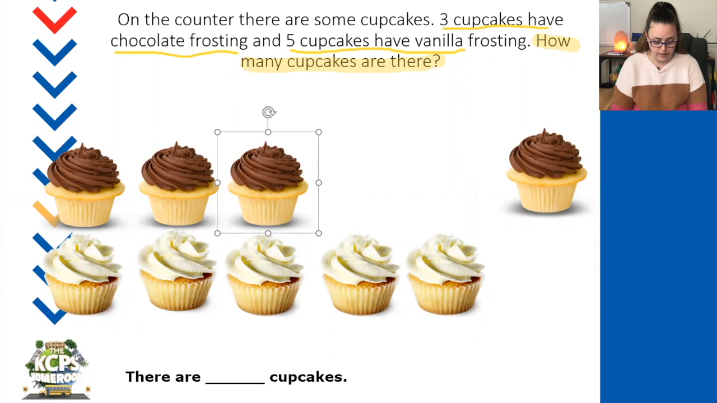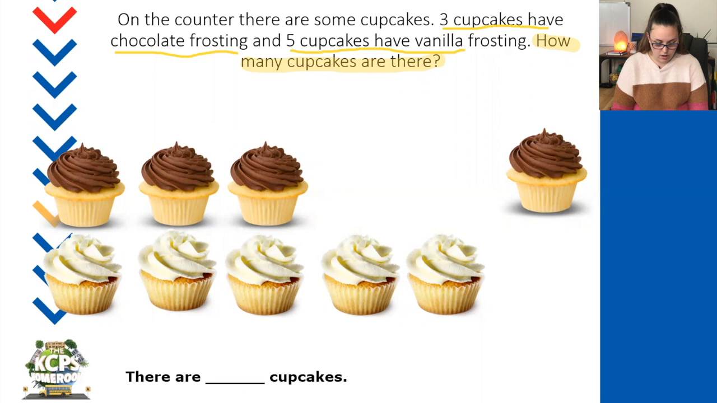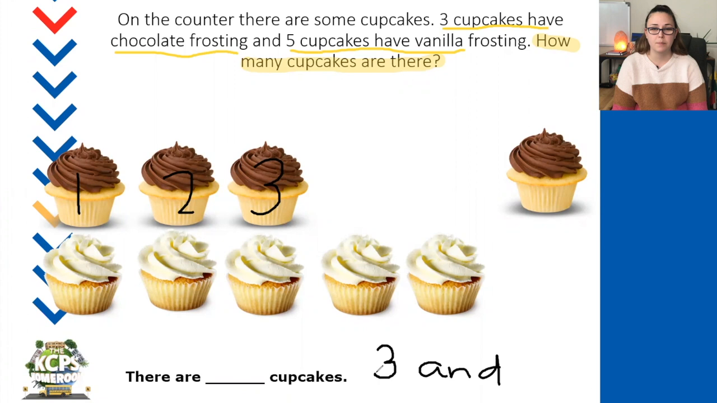So I'm going to pull my drawing tool back out. And in order to find how many cupcakes there are in all, I really need to count the individual groups and put them together. So we know that there are 1, 2, 3 chocolate frosted cupcakes. So 3. And how many vanilla frosted cupcakes do you see on your screen? I count 1, 2, 3, 4, 5. So 3 and 5 is how many? How many cupcakes do you see in all? Can you count them?